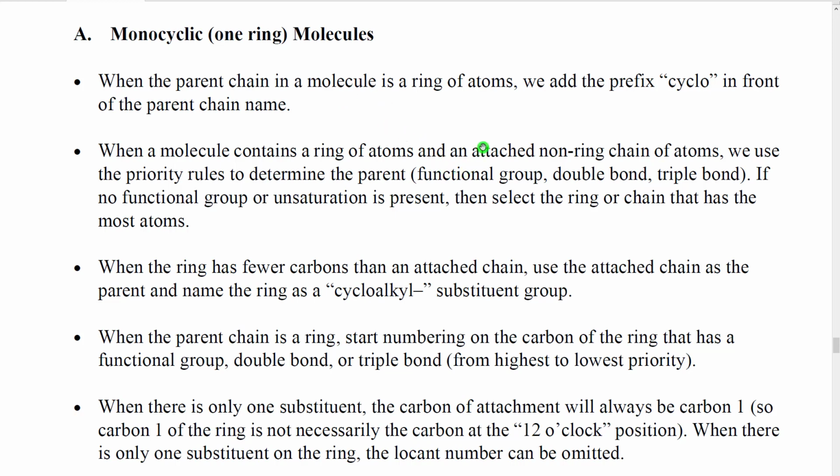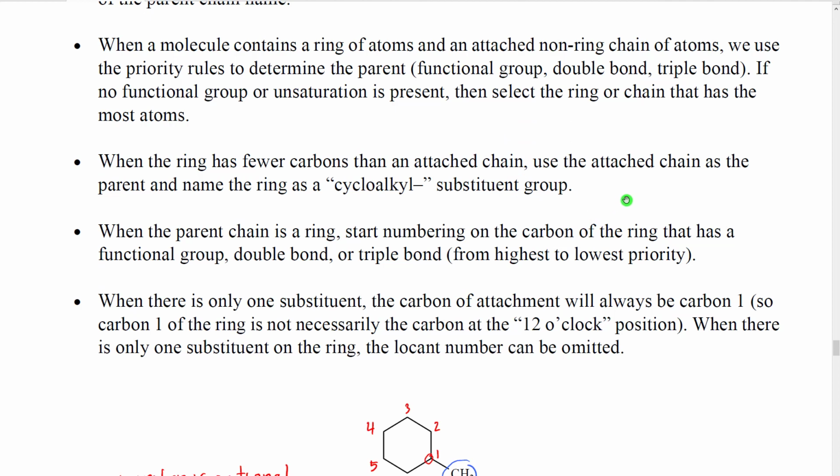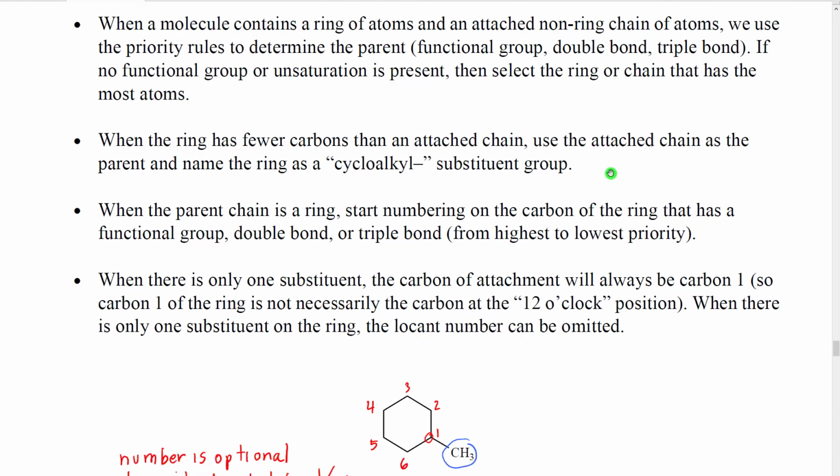Again, we also have to consider the priority rules for functional group, double bond, and triple bond. And if we have no functional group or unsaturation, then we select the ring or chain that has the most atoms. When the ring has fewer carbons than the attached chain, we use the attached chain as the parent, and we name the ring as a cyclo, which means ring, alkyl substituent group of the same number.